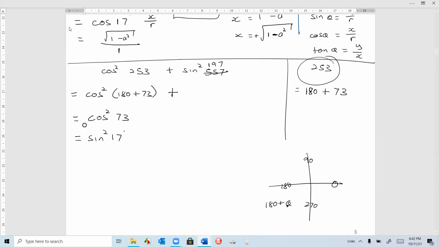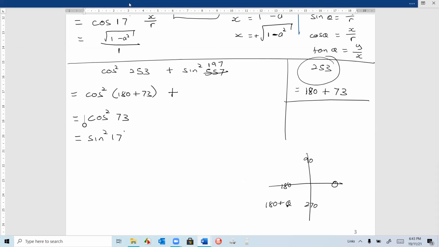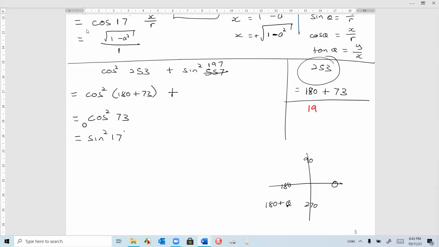Now let's work with the 197. In the same way, I need to say in which quadrant 197 is, and once again, it's sitting in quadrant 3, because it's between 180 and 270. The reduction formula in quadrant 3 is 180 plus theta. So 197 minus 180 is 17. So we can write sine squared 197 as sine squared of 180 plus 17.